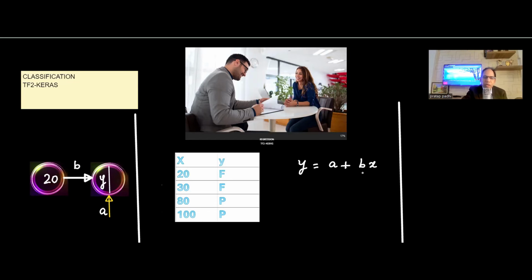Now, this is connected this way. So when I send 20, I'm expecting y now here. The initial values of a and b are random values. Suppose I start a with 3 and b with 2. Then what will happen? My y will be equal to 3 plus, b is 2 here and x is 20 here. Now I got a number, 43.